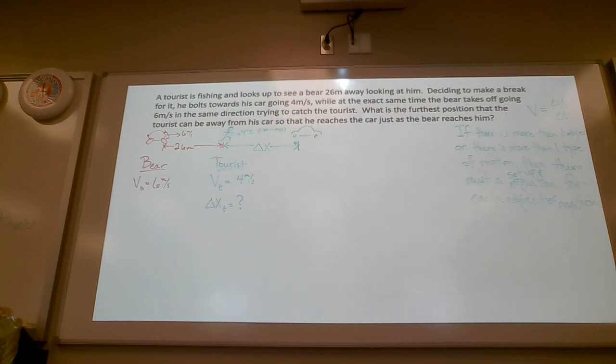I feel like it might be how long it would take for the bear to get to the person. How would we find that? Like, see how long it would take the bear to get where the person is at.